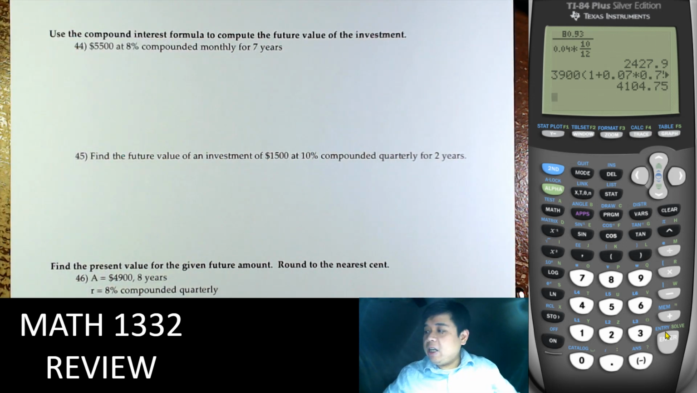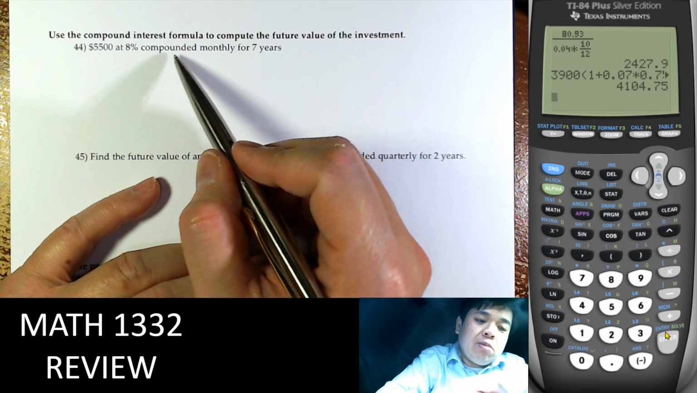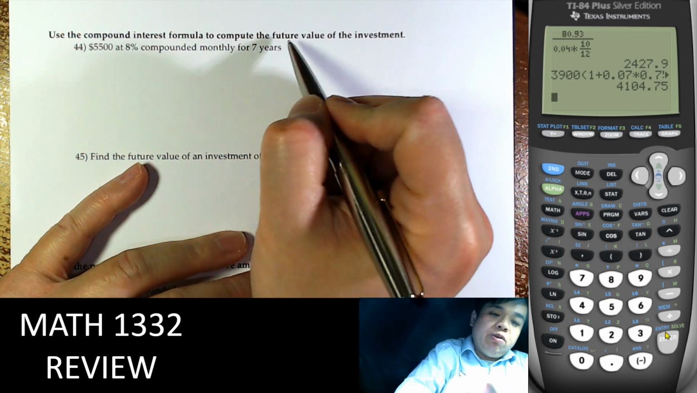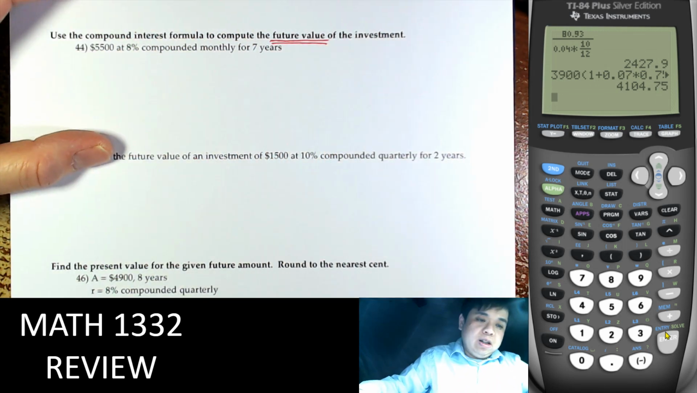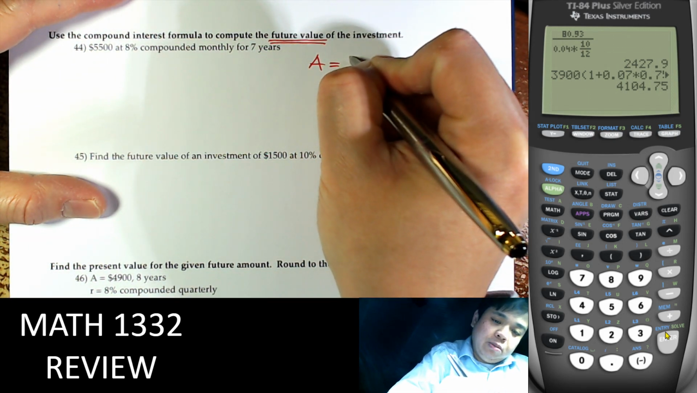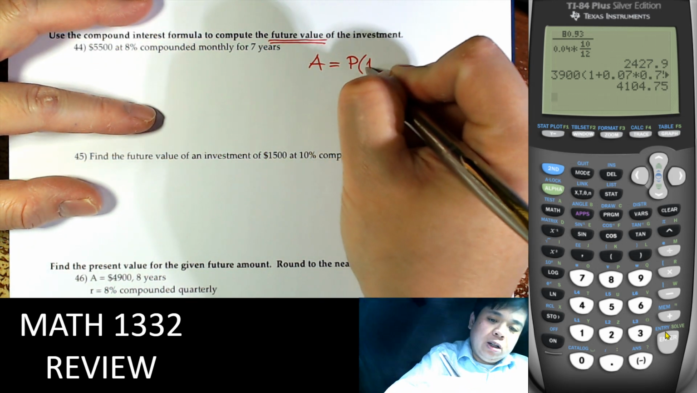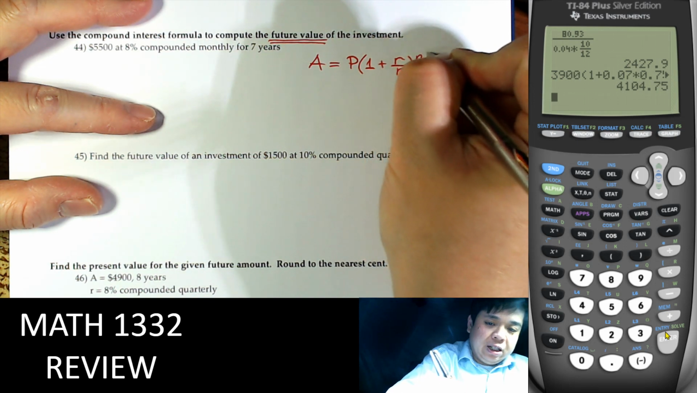Right. Next we have compound interest. Use the compound interest formula to compute the future value of the investment. So this asks for the future value. So let's just write out the compound interest formula. A equal to P times 1 plus R over N to the NT.